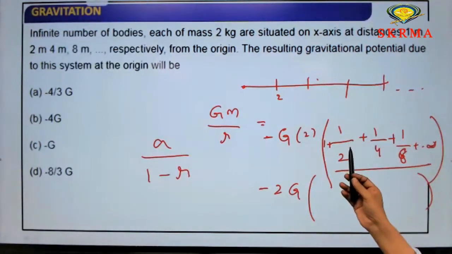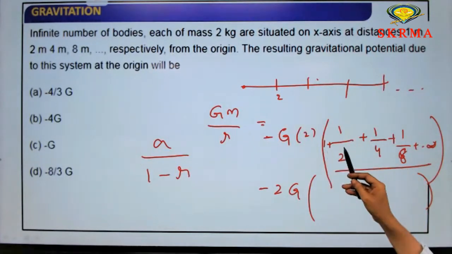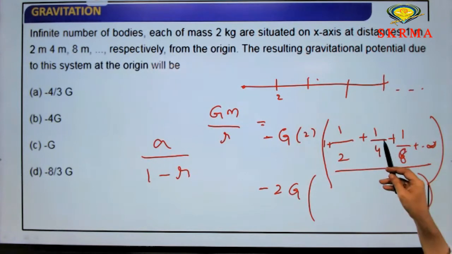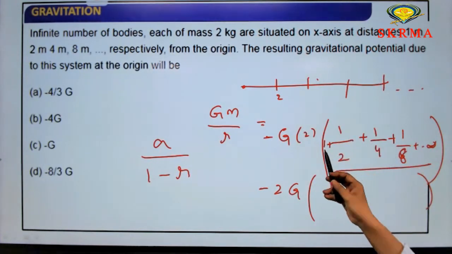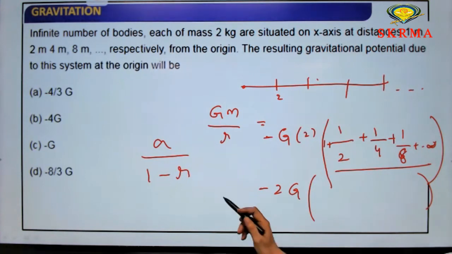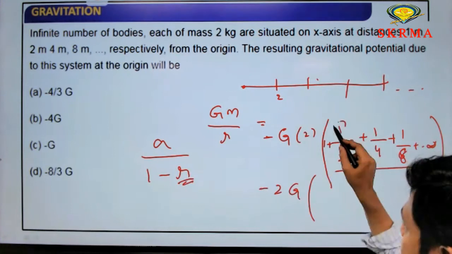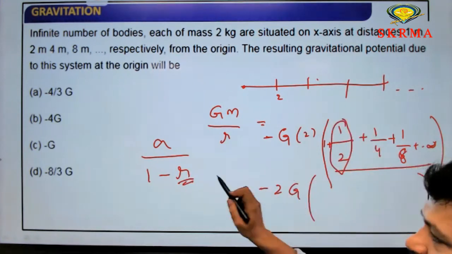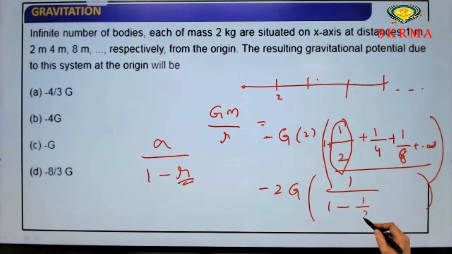What is the ratio here? The ratio is the second term by the first term, which equals the third term by the second term, or the fourth term by the third term. The ratio is the same here. The ratio is 1 by 2 by 1, which is 1 by 2. So R is equal to 1 by 2, that is the common ratio, giving 1 by 1 minus 1 by 2.